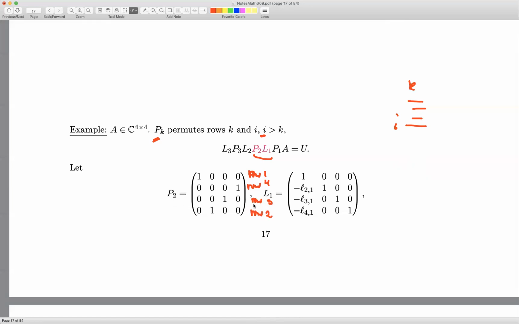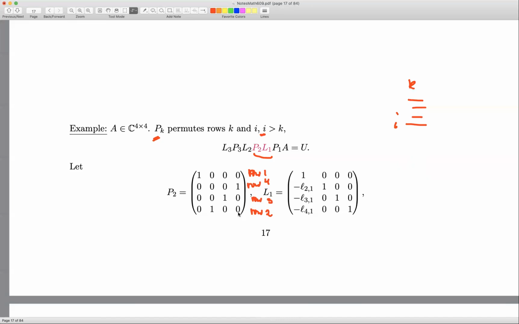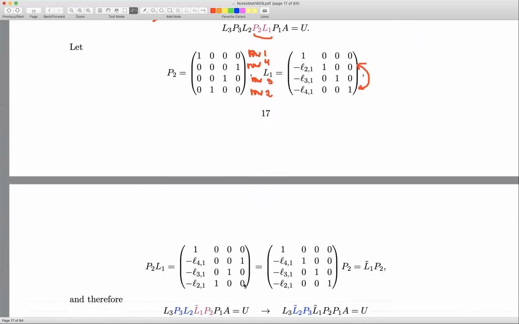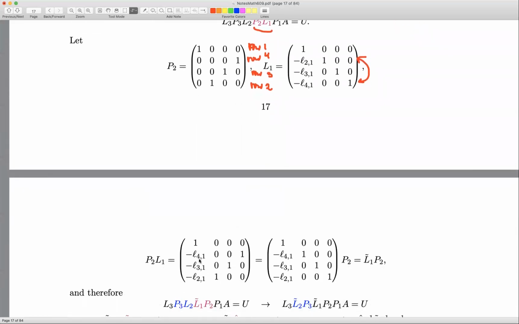If we multiply P2 times L1 on the left, then we will exchange basically row 4 and row 2. This is what is going to happen. These two will exchange, row 2 and row 4, as a product, and this is what we see here. Row 4 comes on the place of row 2, and row 2 comes on the place of row 4.